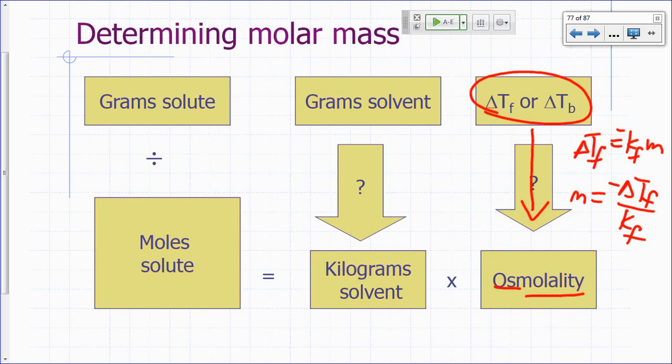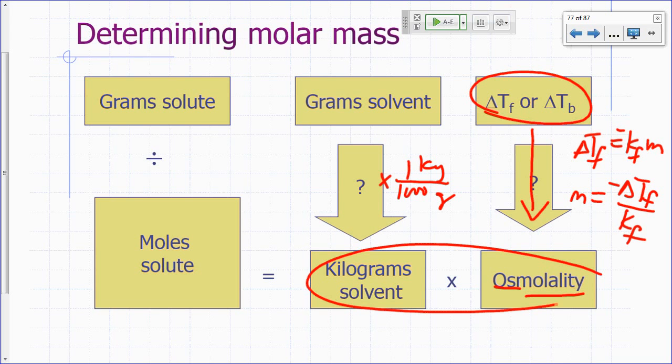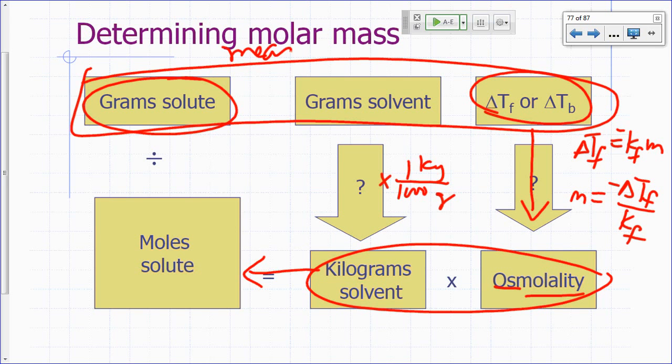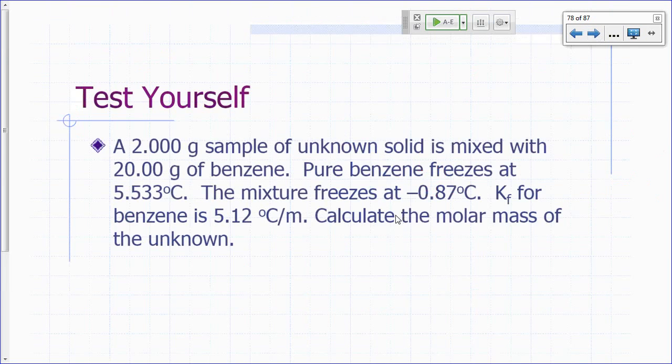Now, grams of solvent, how do you change grams to kilograms? 1 kilogram is 1,000 grams. So kilograms times osmolality will give you moles of solute. Okay? And you measure the grams of solute to begin with. So these are things that you measure in the lab. And then this is what you calculate from your result. So grams of solute divided by moles of solute will give you the molar mass. Let's see if we have an example for that.